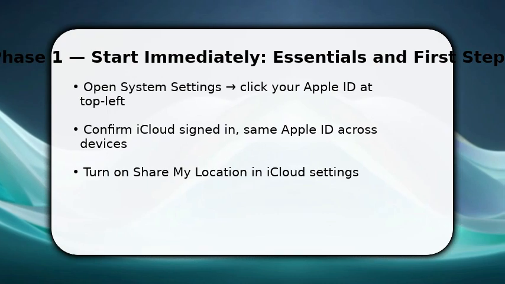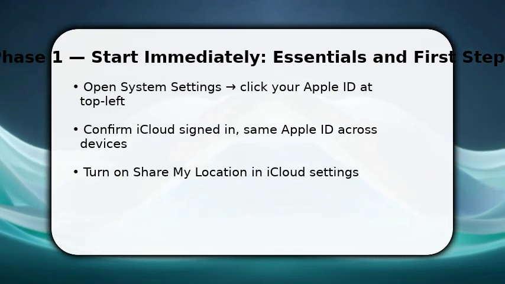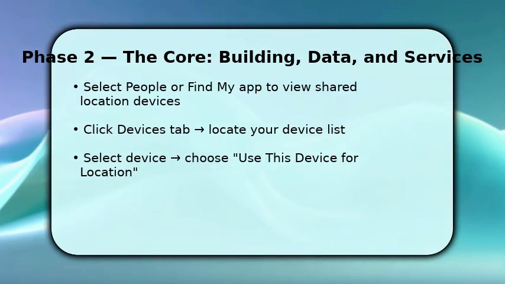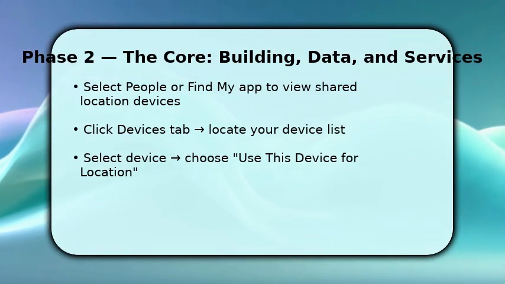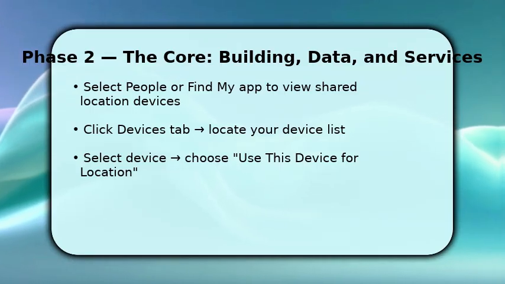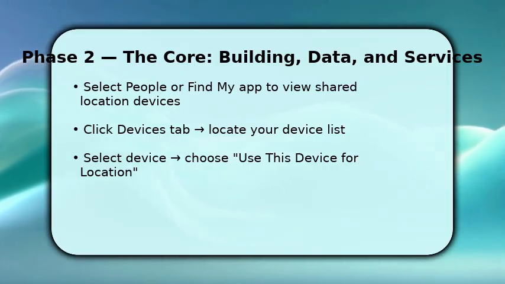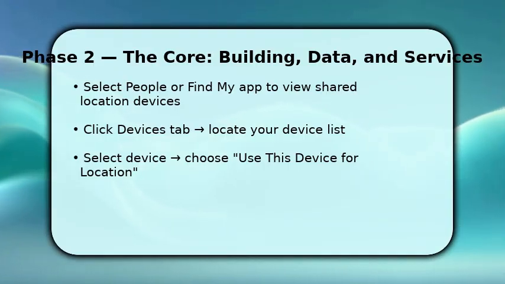Now open the Find My App or the People section in System Settings. These show devices tied to your Apple ID. Once the Devices tab appears, scan the list for the Mac, iPhone, or iPad you want to use. Click the device and look for Use this device for location. Select it. This action tells Apple's servers to route location updates from that hardware.